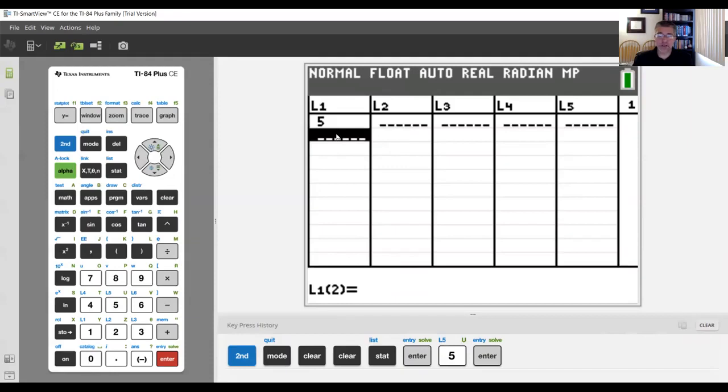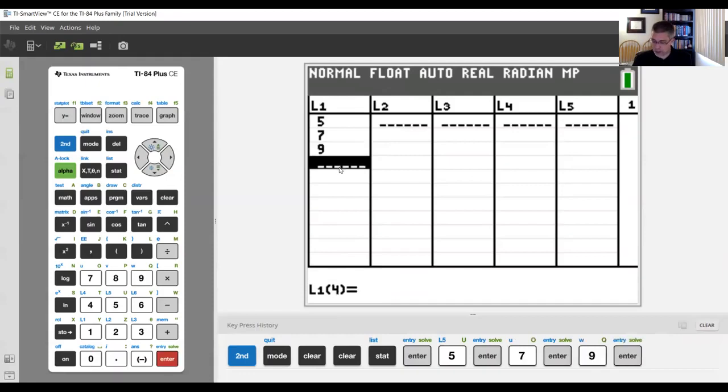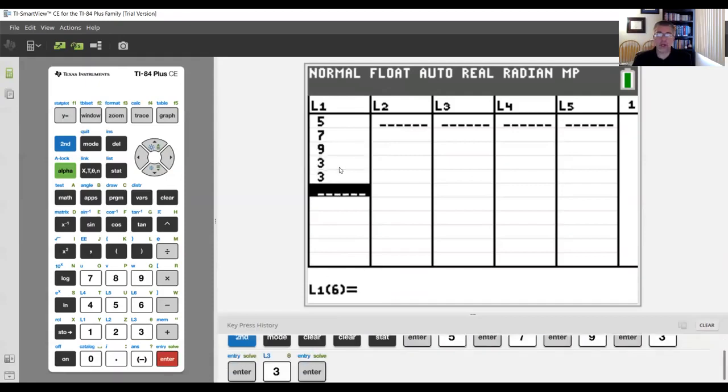First value in my list is 5, and then 7, and then 9, and then 3, and then 3. Now, sometimes we're going to get a lot of data, and sometimes we want to sort this data. We want to sort it in increasing order or decreasing order. So what I want to do is have the calculator sort all of this data for me.